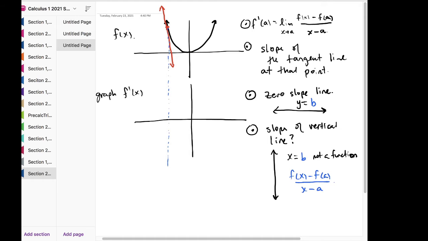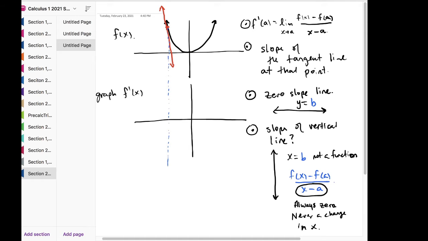What does not change in the line x equals b? Think about the horizontal line: what doesn't change are the y values, right? So what doesn't change in the x values? Well, I just said it. X values do not change, right? So this is always 0. There's never a change in x. So the derivative doesn't make sense.